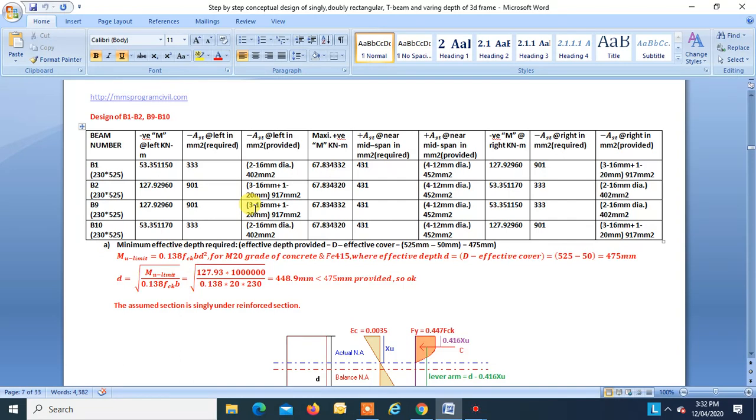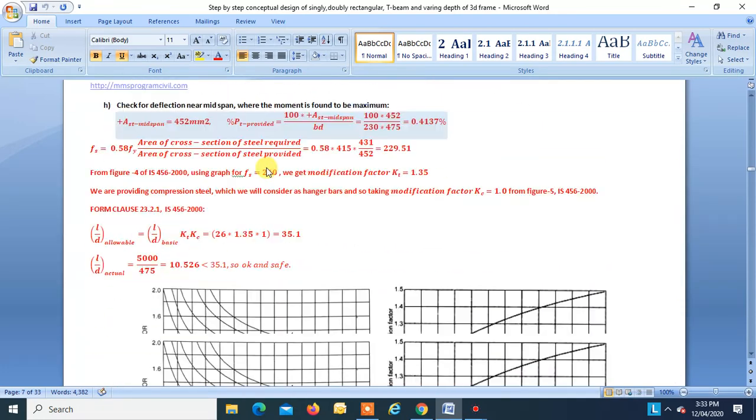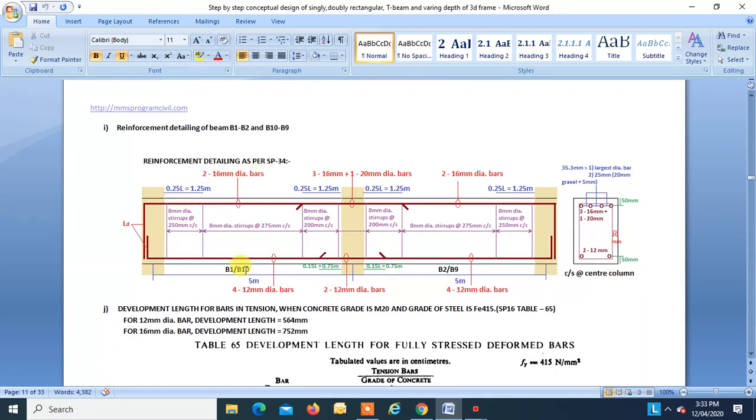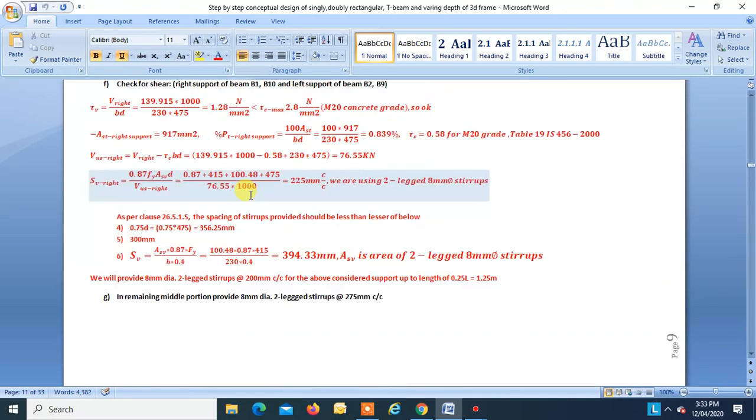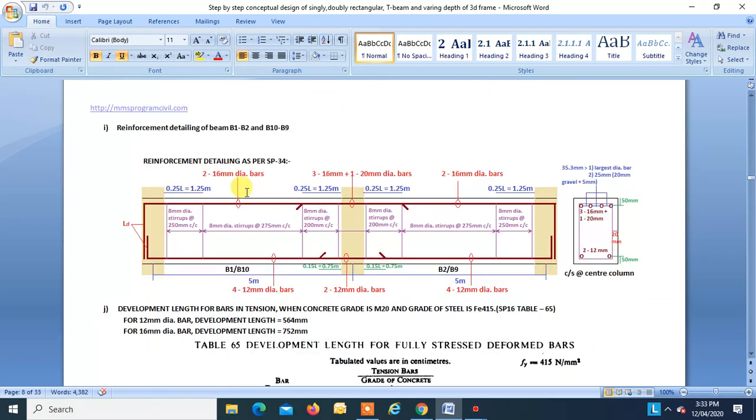Now let us see the detail of this. We'll see it for B1. For B1 on left hand support we are providing 402 mm square, that is two numbers of 16 mm dia bars, right? So let us see the detail. So this is B1. At left hand support we are providing two 16 mm dia bars, right, for a distance of 1.25 meters. Similarly, this is the required. But we are providing, I will try to explain, over here we are running two 16 mm dia through and through, throughout the beam. I will explain that.